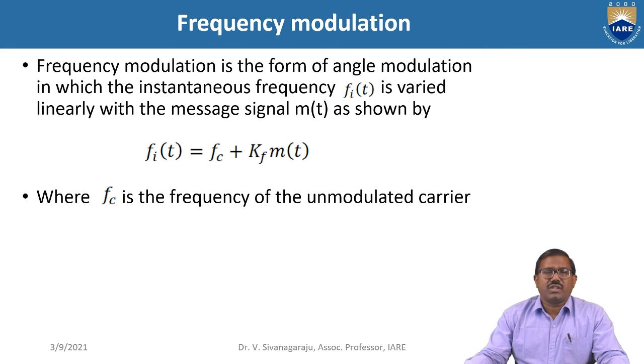And now the frequency modulation. Frequency modulation is a form of angle modulation in which the instantaneous frequency fi of t is varied linearly with the message signal m of t, shown by fi of t equal to fc plus kf m of t. Here, in frequency modulation we have the constant kf, whereas in phase modulation it is called kp. It is like the amplitude sensitivity of the modulator, so it is treated as a constant, and fc is the frequency of the unmodulated carrier.